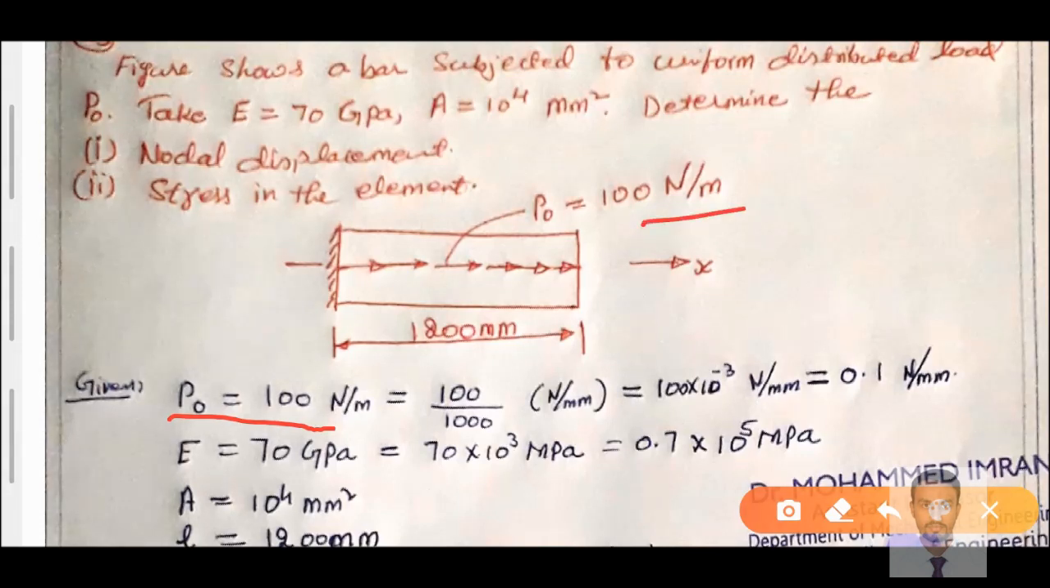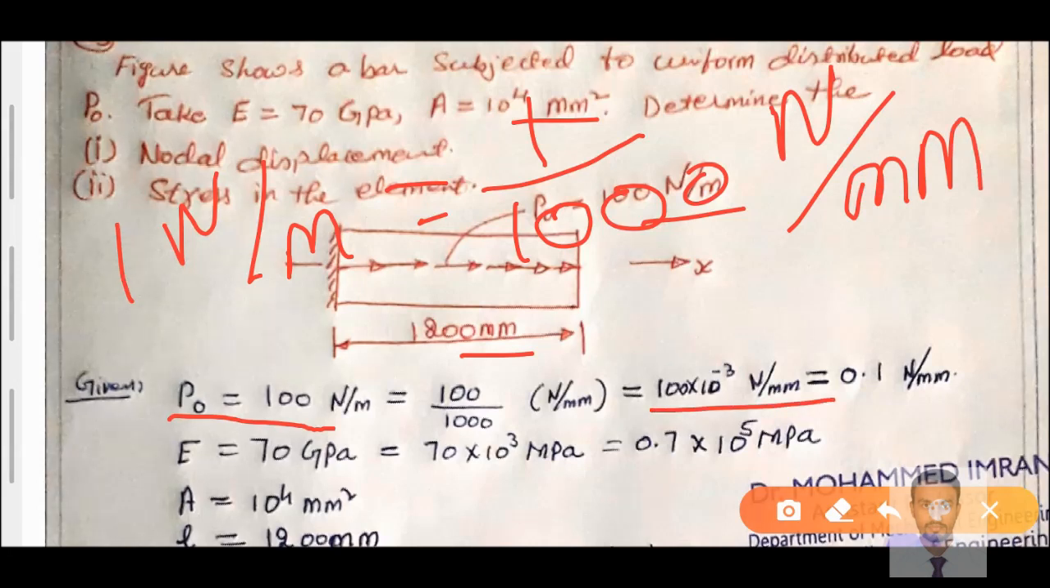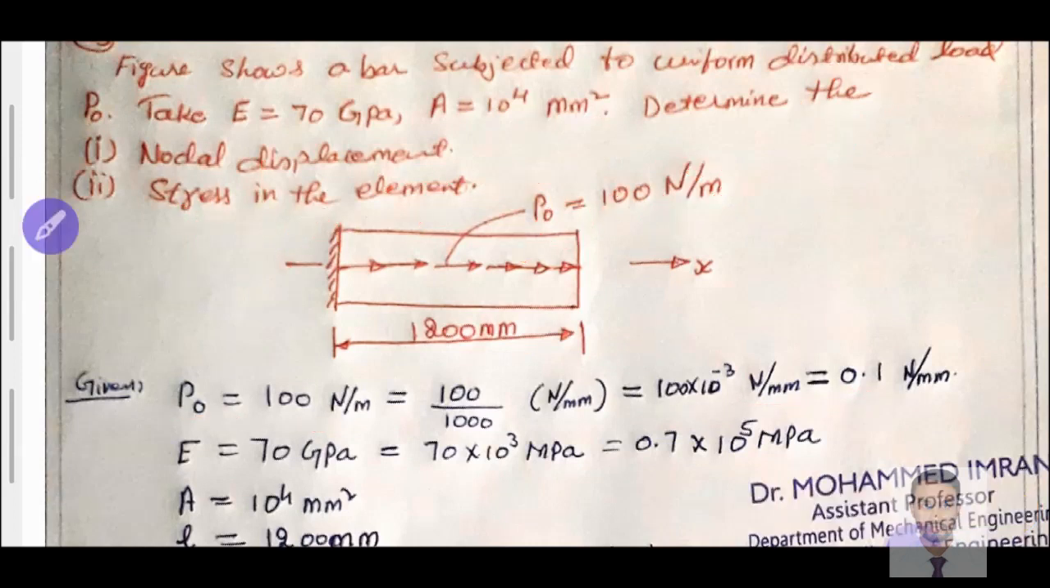I'll convert all the units in terms of millimeter: length in millimeter, area of cross section in millimeter. So 100 Newton per meter is equal to 100 divided by 1000 Newton per millimeter. 1 Newton per meter is equal to 1 by 1000 Newton per millimeter. This will be equal to 100 into 10 to the power of minus 3, which is 0.1 Newton per millimeter. This much load has been applied on the bar.